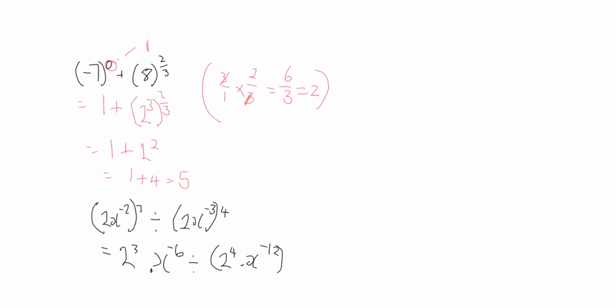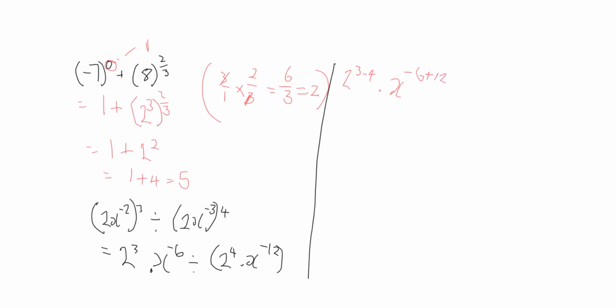And what that means is now we are having powers of the same base, right? So let's continue here. We are having powers of the same base, so you are going to subtract the exponents. So this is actually the same as 2 to the power of 3 subtract 4, multiplied by x to the power of negative 6 plus 12. Plus 12, remember that it is negative 12.